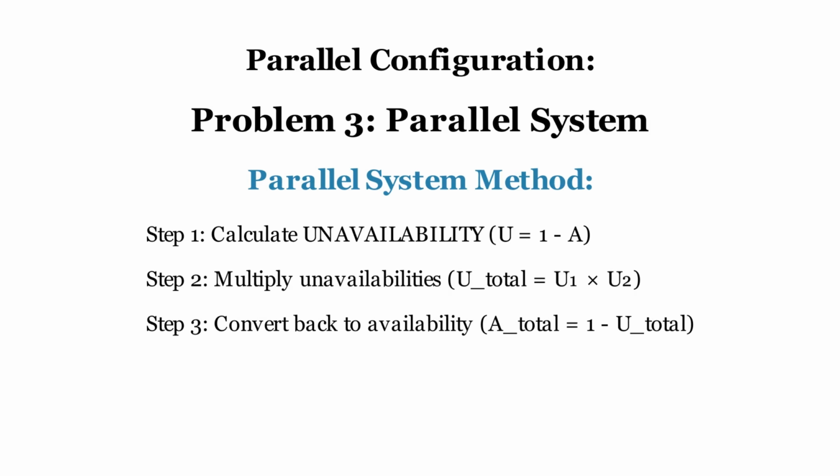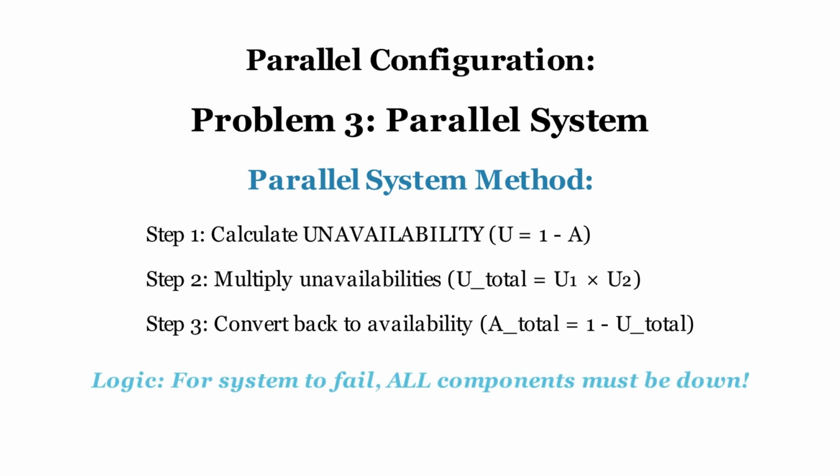Step 1. Calculate unavailability of each component. U equals 1 minus A. Step 2, multiply unavailabilities. U total equals U1 times U2. Step 3, convert back to availability. A equals 1 minus U total.